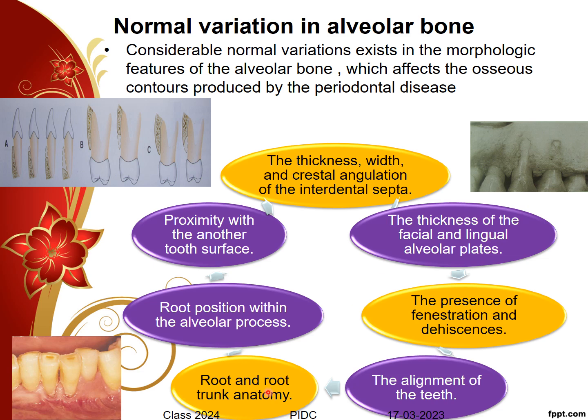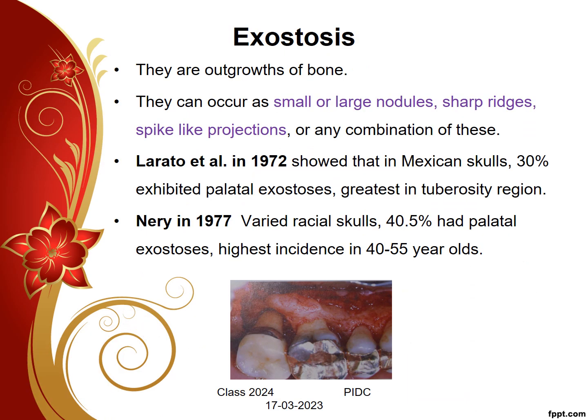Root and trunk morphology and anatomy matter. For example, if the root trunk is shorter, as in the case of molar teeth, you would obviously get furcation involvement very soon. Root position within the alveolar process and proximity to another tooth surface are the factors which determine normal variations in the alveolar bone.